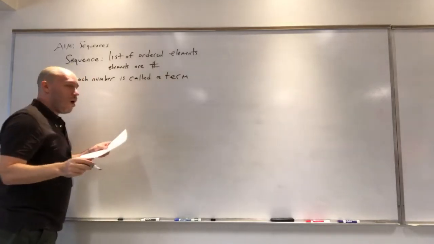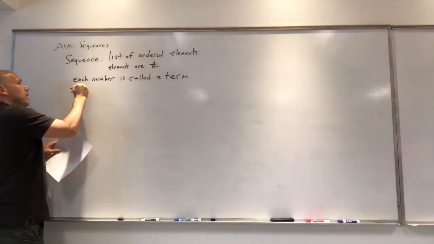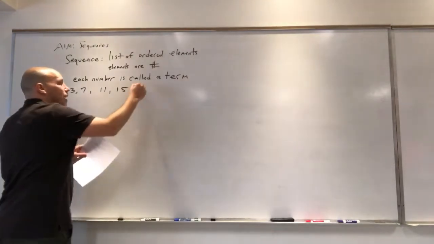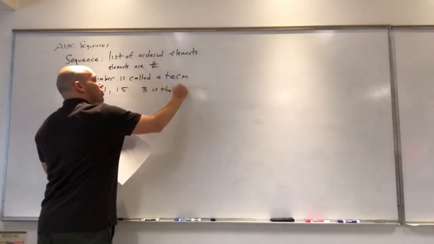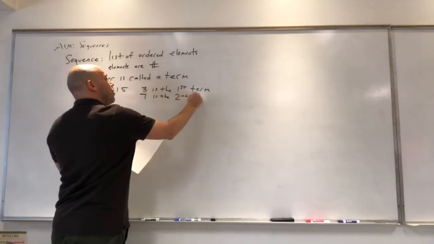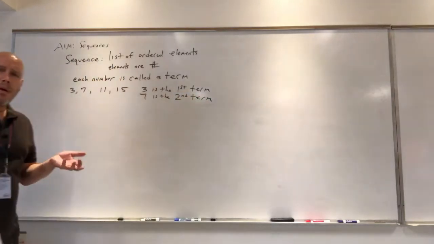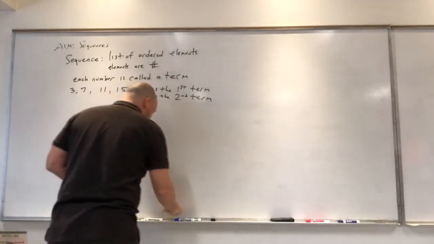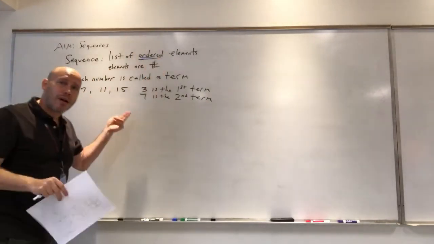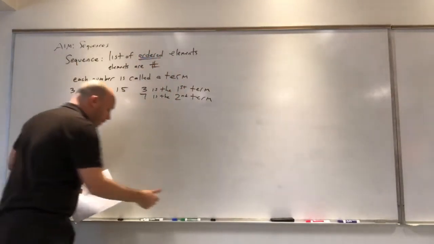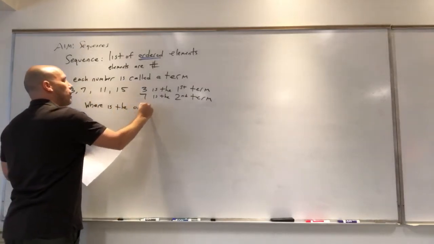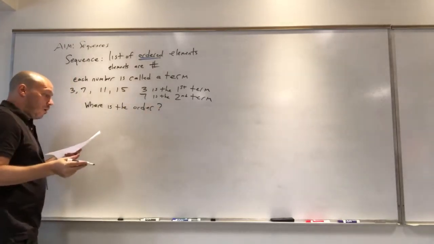A term. So if I give you the sequence 3, 7, 11, and 15, how would we describe 3? We'd say 3 is the first term, and we would say that 7 is the second term. Okay. But the definition talks about order, right? Ordered elements. So the question is, where's the order in 3, 7, 11, 15? Where is the order?